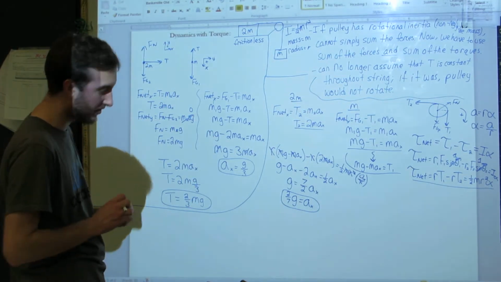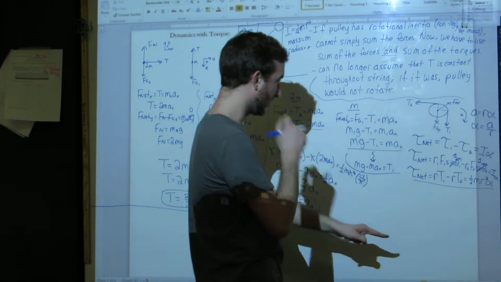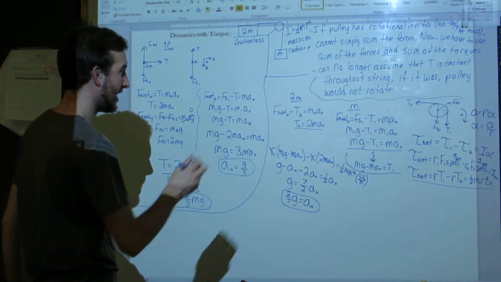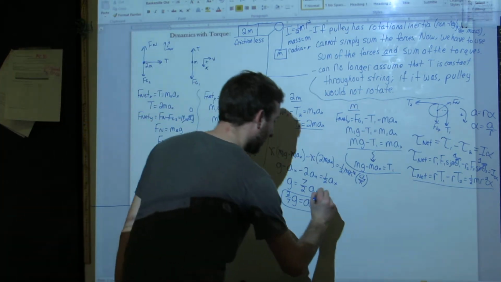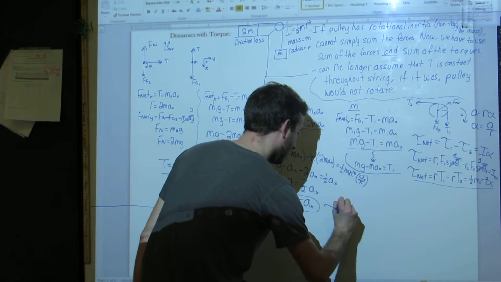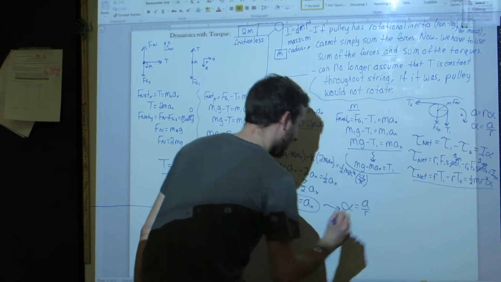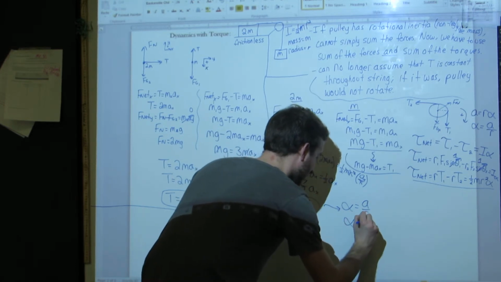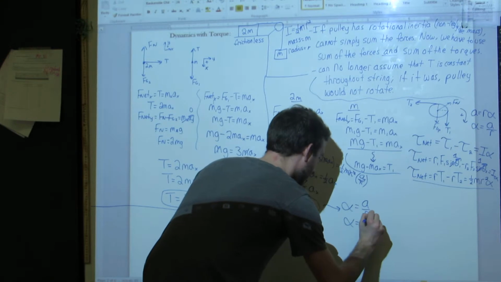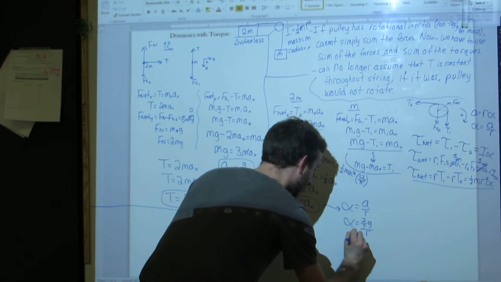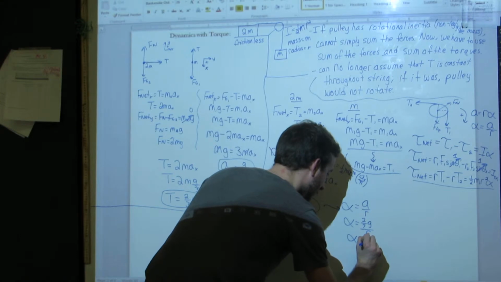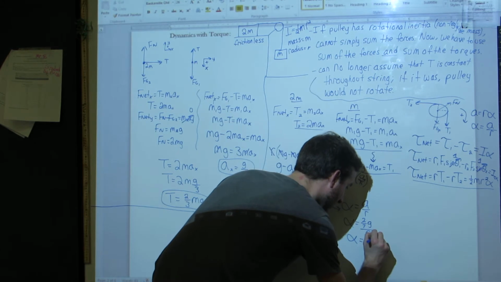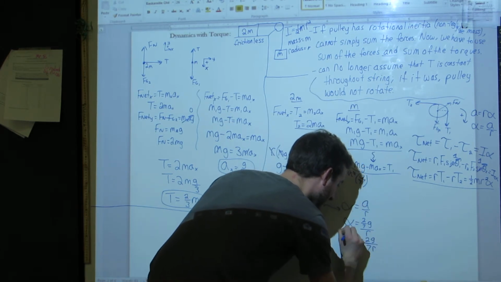Now we can find some other things. We know that the angular acceleration is equal to A, the linear acceleration, over R. So I could say alpha equals A over R. Alpha equals 2/7 times G over R. Alpha ends up being, how did I write this? I'm sorry. 2 times G over 7 times R.